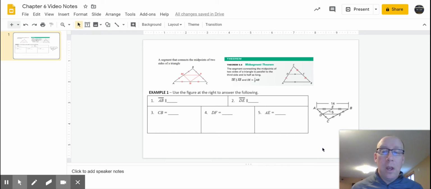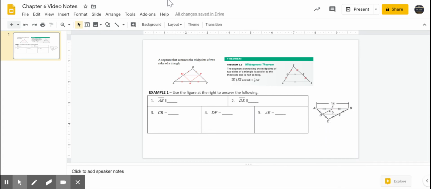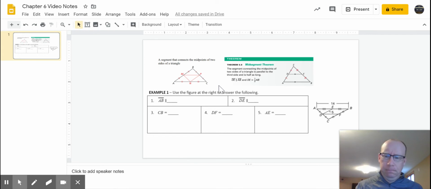So in number 1, we are asked to identify a segment parallel to AB. AB is the top of our triangle here in this case. So a parallel segment will be its corresponding midsegment, which is D to F, the one that connects the midpoints of the other two sides. So segment AB is parallel to segment DF.